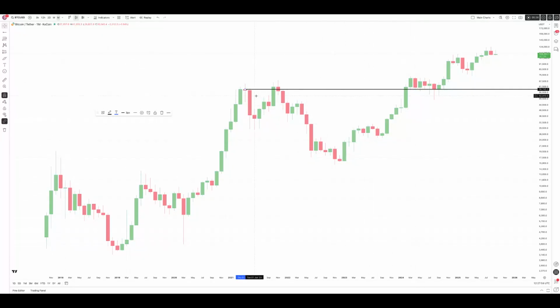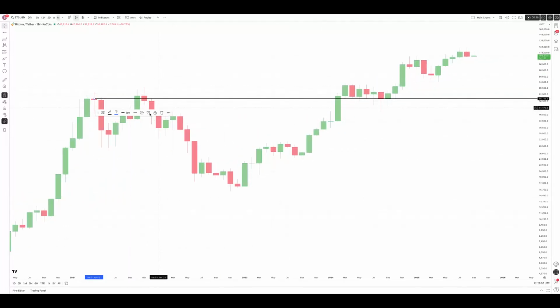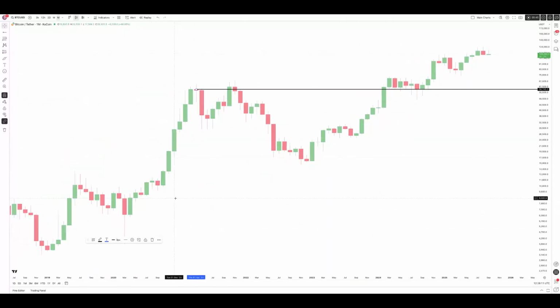Now, previous resistance becomes new support, and this is indicated here. Okay. Now, you need that. You need the high time frame horizontal lines because they are very strong levels, as you can see. You see what happened, right?